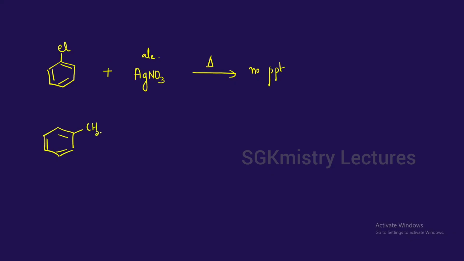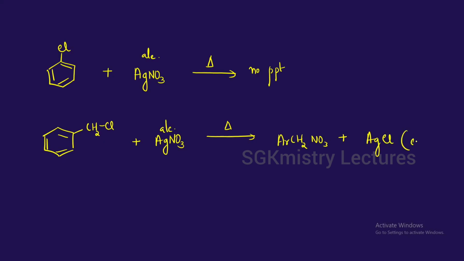Suppose the nuclear halogen is present. So in the presence of AgNO3, you're going to take alcoholic AgNO3, heat, there is no precipitate that is formed. Suppose we are talking about the side chain halogen that is present, so ArCH2Cl. Now again, you're going to add alcoholic AgNO3 and heat it. Here you're going to get ArCH2NO3 plus AgCl. AgCl is nothing but a white precipitate that is formed.